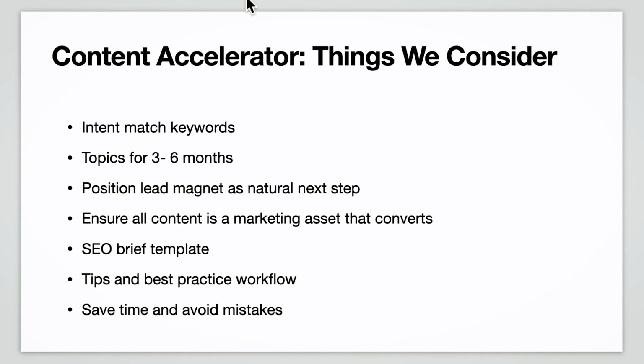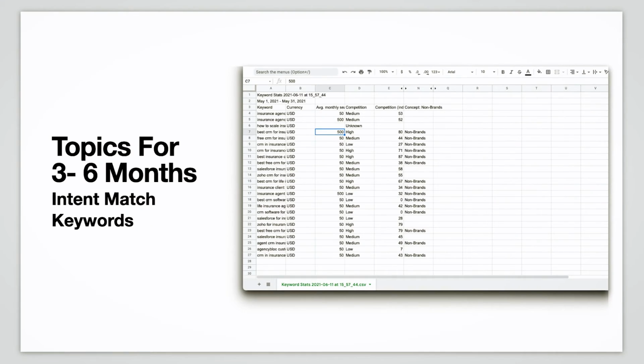Intent-match keywords. So finding the intent behind the keywords and then a list of keywords that includes topics for the next 3 to 6 months. When you first start doing keyword research and creating content, it feels like you're drinking from a fire hose. There are a few steps that you can go through that make it easy to figure out what is best for you to create, what is not best for you to create, and then have a simple list that you can get started right away instead of getting stuck in analysis paralysis.